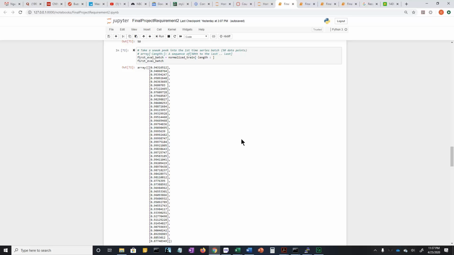The first batch of data was viewed. This batch consists of the last 50 data points in the training data set. These 50 data points in the training data set are used to predict the first data point in the test data set. The last 49 points of the training data set and the first predicted point in the test data set are used to predict the second point in the data set, and so on.